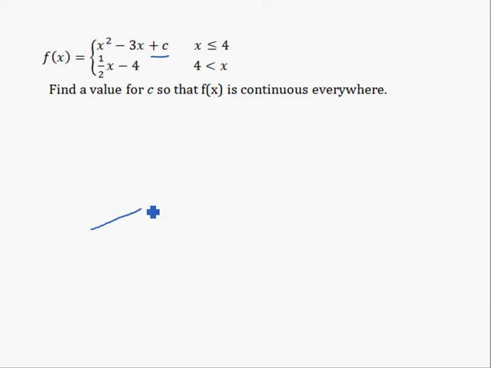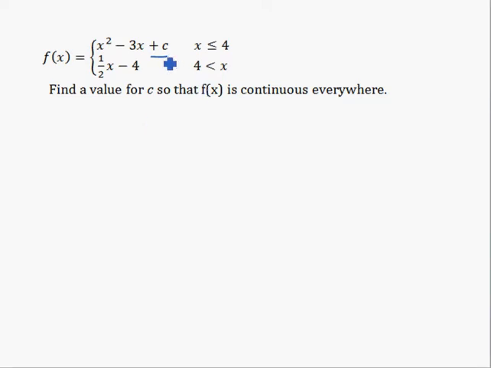I mean, it could come up and stop, and then something could continue like that, you know? So we don't know if it's continuous at 4, but everywhere else it is continuous. We know that it's just one nice parabola like this. There you go. So that's happening.